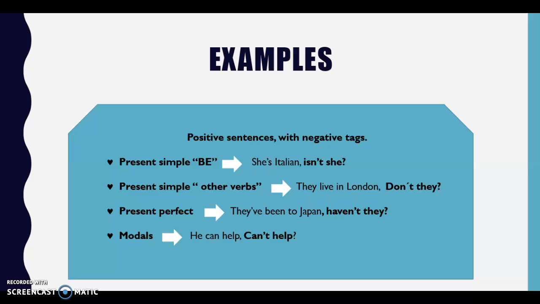Examples. We have some examples of positive sentences with negative tags. The first, present simple with be. "She's Italian, isn't she?" The second, present simple with other verbs. "They live in London, don't they?" And the third one, present perfect. "They've been to Japan, haven't they?" And the last one, modals. "He can help, can't he?" Okay, yes.